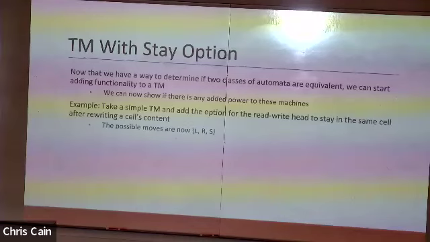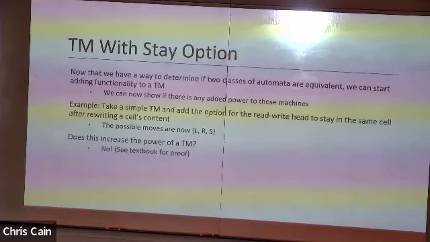So possible moves are now left, right, and stay. Does it increase the power of a Turing machine? No. There's an actual proof of this in the textbook. If you're curious, you can go look into it, but it does not increase the power of the Turing machine. What this tells us is we can now write Turing machine programs that can move left or right or stay.